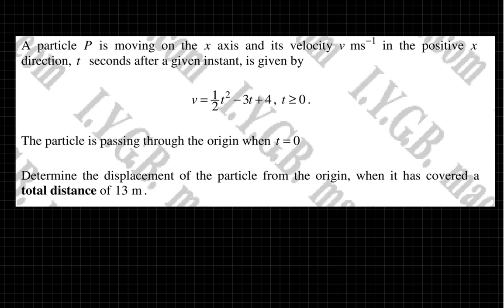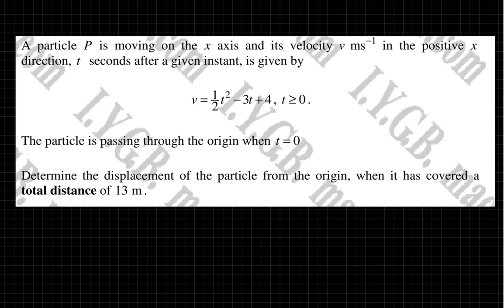And the idea is, you need to think, right, when this thing has travelled a distance of 13 meters, what is its current displacement? If an object just moved in a straight line without turning back on itself, then the displacement would be 13 when the distance is 13. However, this object with this expression presumably is changing direction.